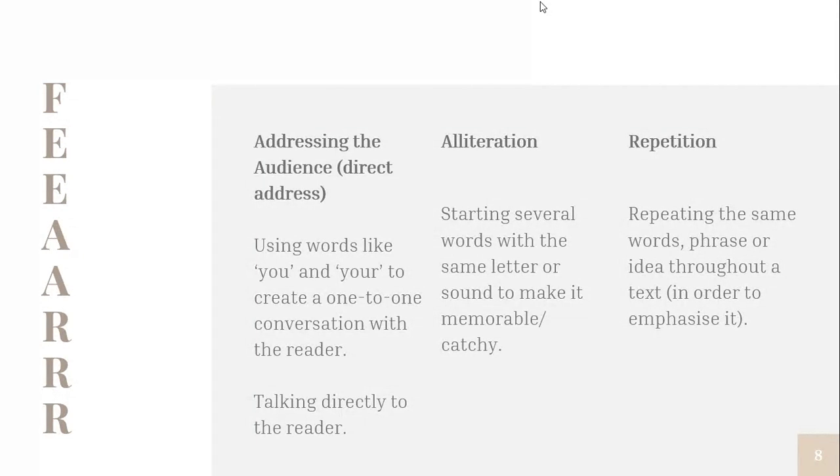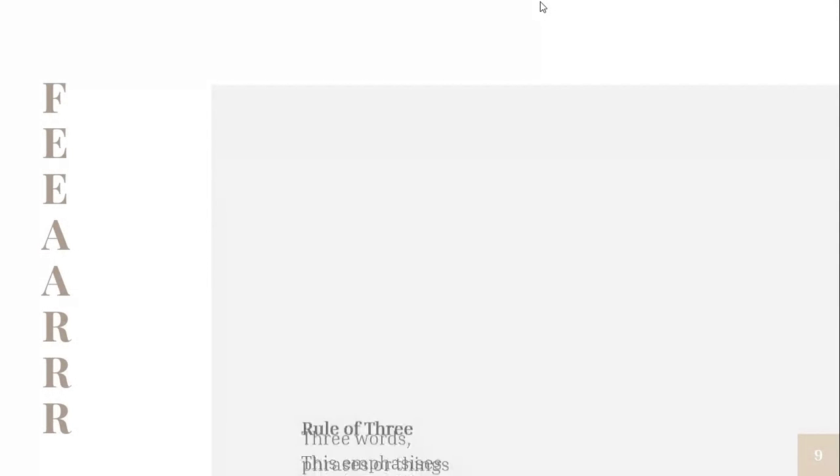R, repetition. So it might be that you see a word repeated within the same sentence, but not often. Repetition is more seen across an entire text. So a particular word or a particular phrase or even an idea might get repeated again and again throughout the text. The speaker might keep coming back to it to really emphasize it to you.